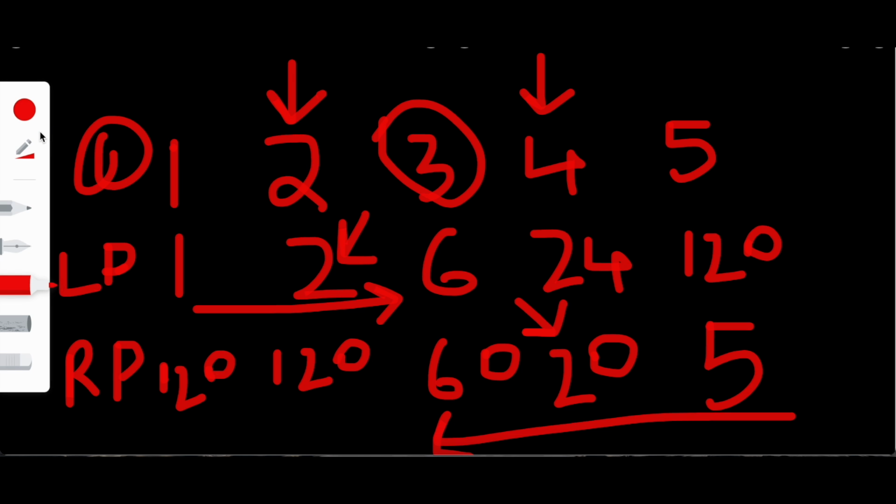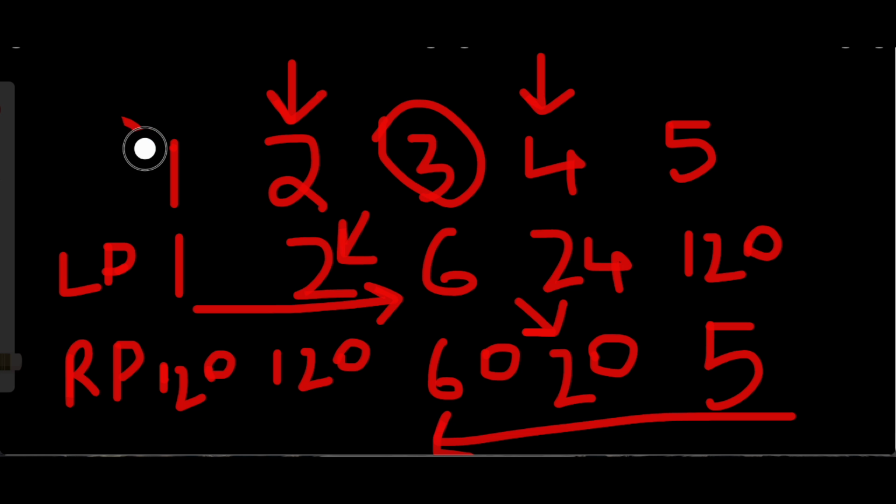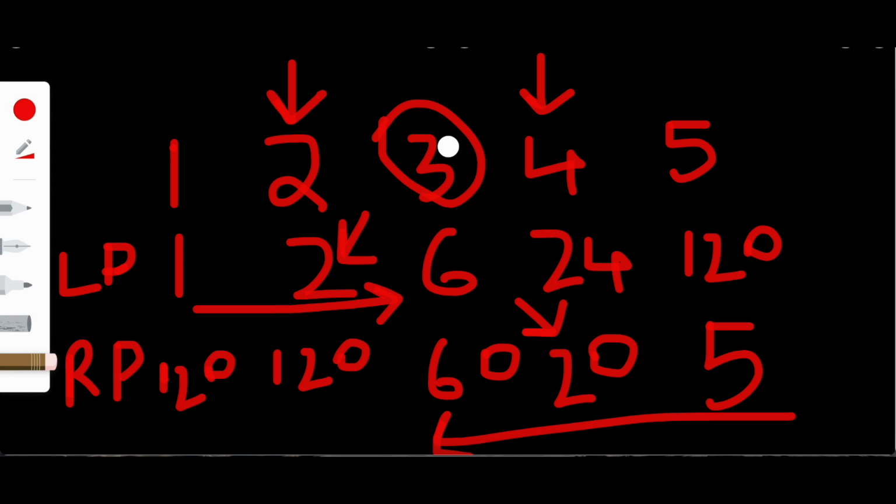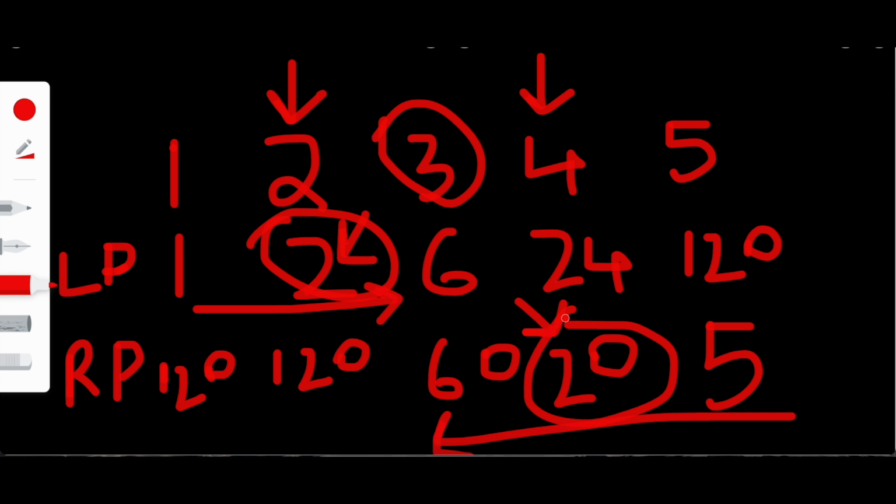Now imagine that we are calculating the product for index 3. If we are at index 3, we just need to multiply left product at I minus 1. So this is what we need for the left product, the 2. And then from the right product, we need this. So basically left product at I minus 1 and right product at I plus 1.